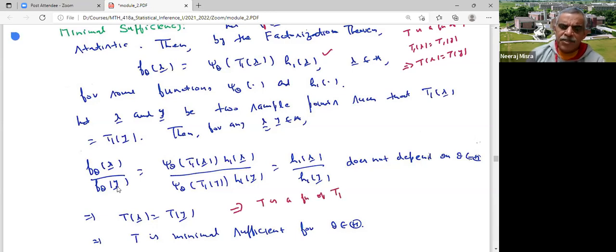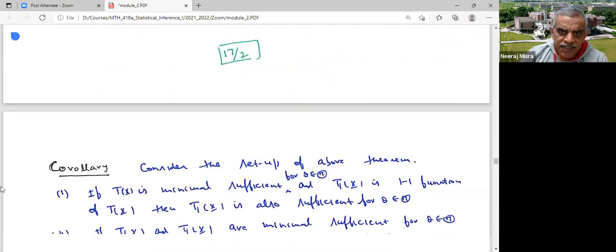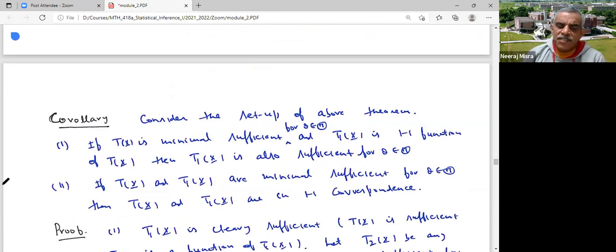And T1 was an arbitrary sufficient statistic. So you showed that T is sufficient, and this sufficient statistic is a function of any arbitrary sufficient statistic T1. So T is minimal sufficient. So you have developed a method to find a minimal sufficient statistic. We just try to look at it: if f_theta(x) upon f_theta(y) is independent of theta if and only if Tx equals Ty, then T is minimal sufficient.